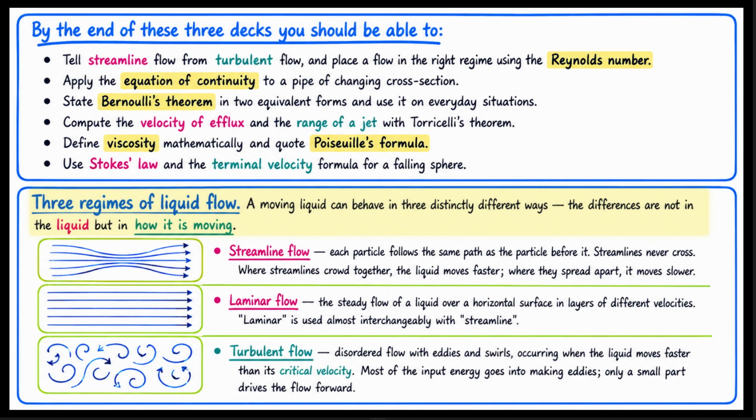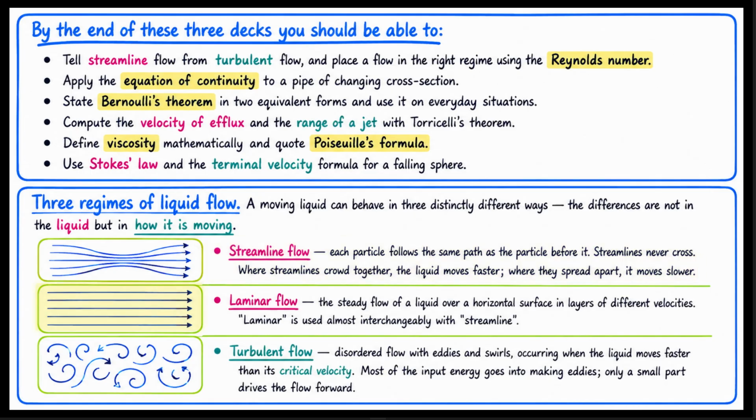Now, a moving liquid can behave in three distinctly different ways, and the differences are not in the liquid itself, but in how it is moving. In streamlined flow, each particle follows the same path as the particle before it, and streamlines never cross. Where streamlines crowd together, the liquid moves faster. Where they spread apart, it moves slower.